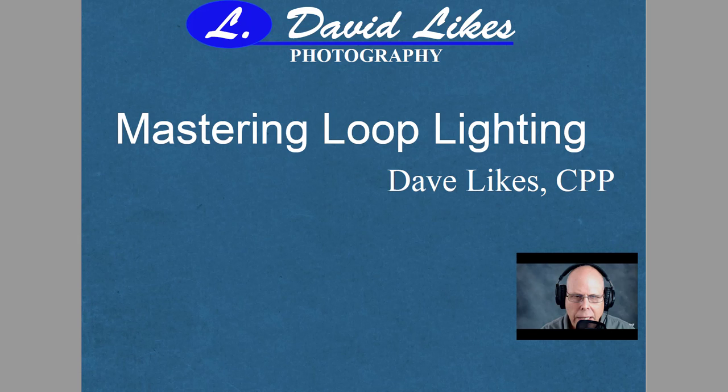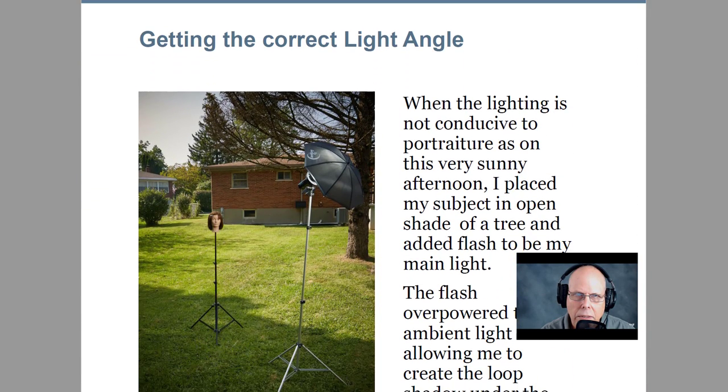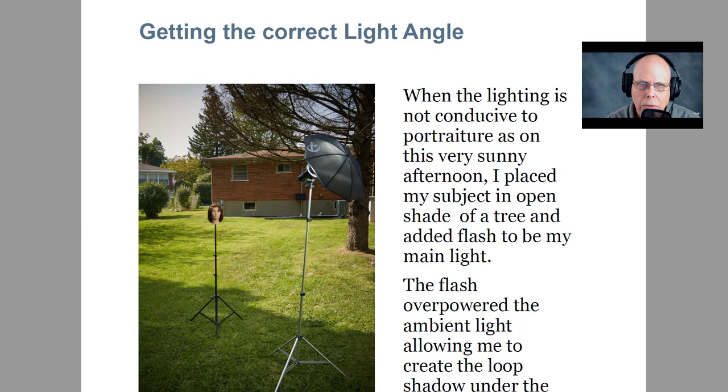There are many different types of lighting in portraiture, but loop is the most versatile. Getting the correct angle: in this case, I was outside on a sunny day. I couldn't move the sun to create the loop lighting I wanted, so I added an external flash. I moved my subject into open shade, and I moved the external flash off to the side and up and pointed the flash downward to create the loop shadow I wanted under the nose.